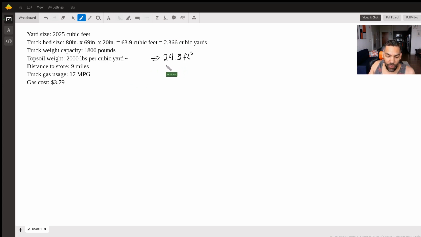Then we need to determine, if each trip we're only doing 24.3 cubic feet, how many trips it will take to get a total of 2,025 cubic feet. When we do the math on that, it would take about 83 1/3 trips. We can just round it up and say 84 trips, because we want to get all of the topsoil. So it would take 84 trips, which sounds like quite a lot.